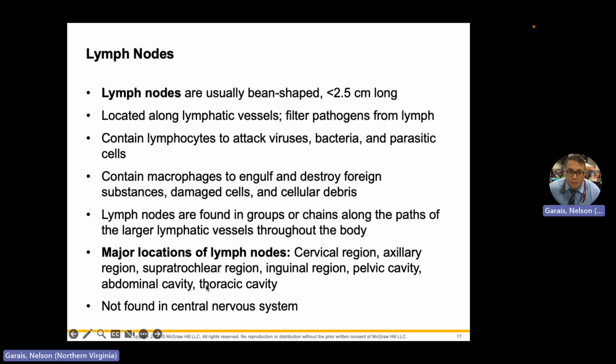Now, the one place that your lymph node is not found is in your central nervous system, and you should know why, because your brain and your spinal cord are essentially sterile. They should not, in a normal situation, have any foreign body, bacteria, virus, and whatnot. Okay? So everywhere in your body except the central nervous system.